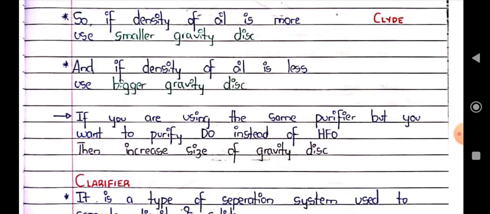If you are using the same purifier but you want to purify DO instead of HFO, then increase the size of the gravity disk, because density will be decreasing, so the gravity disk size should be increasing.